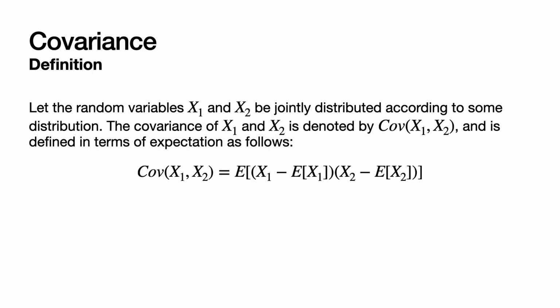Next, we're going to look at the covariance of two random variables. Let the random variables X1 and X2 be jointly distributed according to some distribution. The covariance of X1 and X2, which is denoted cov of X1 and X2, is defined in terms of expectation in the following way. The covariance of X1 and X2 is defined to be the expected value of the following product: X1 minus the expected value of X1 times the difference X2 minus the expected value of X2. So this is the defining expression for the covariance of two random variables X1 and X2.